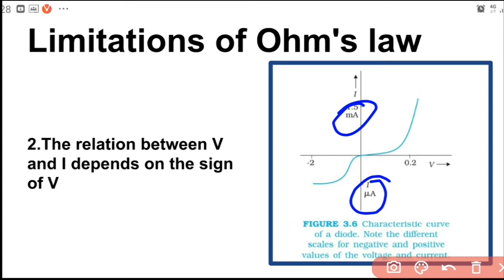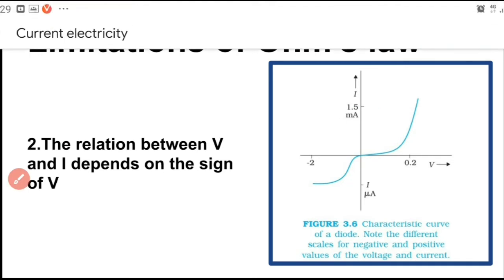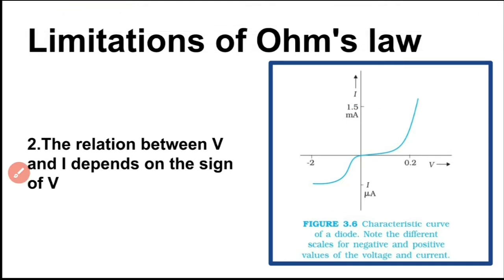The difference in these two regions is that in the reverse biased state, we have just the opposite connection of the cell. With that change alone, the range of current itself changes from milliampere to microampere. That's what we mean by the relation between V and I depending on the sign of V. And once again, this graph is the characteristic curve of a junction diode.